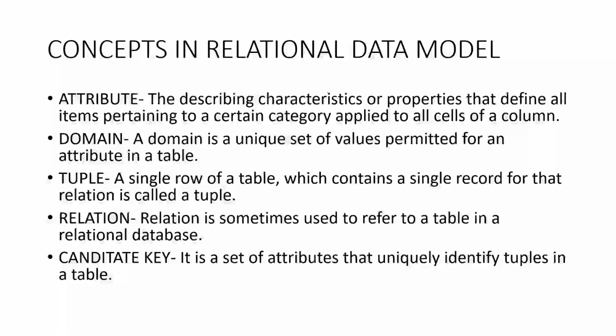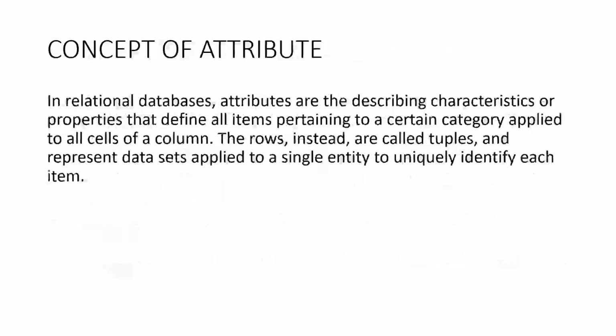Concepts in relational data model. Attribute. The describing characteristics or properties that define all items pertaining to a certain category applied to all cells of a column. Domain. A domain is a unique set of values permitted for an attribute in a table. Tuple. A single row of a table which contains a single record for that relation is called a tuple. Relation. Relation is sometimes used to refer to a table in a relational database. Candidate key. It is a set of attributes that uniquely identify tuples in a table.